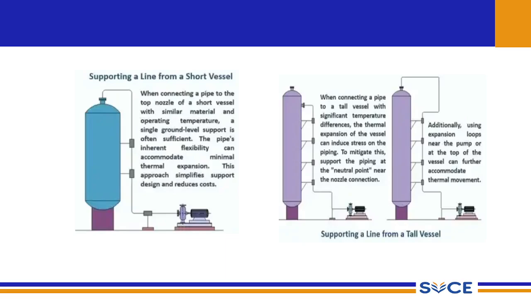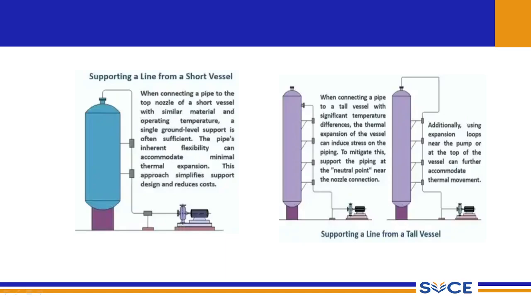are connecting a pipe to the top nozzle of a short vessel with similar material and operating temperature, we have to provide a single ground level support that will often be sufficient, because this short vessel will be supported using a skirt support or lug supports and so on. So the entire weight of this vessel along with this nozzle and the top load of this line will be supported on this vessel support.